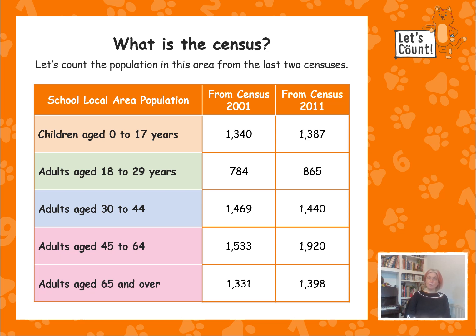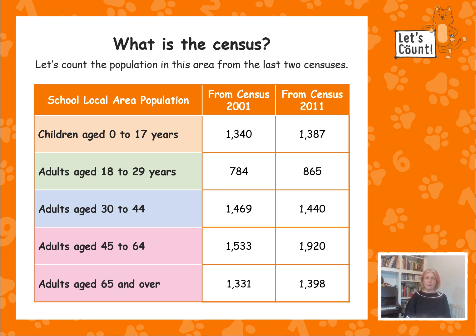So in 2001 they were part of the 1,340 children aged 0 to 17, and now they are one of the 865 adults aged 18 to 29 in the 2011 census. It's interesting to think about how people move around on this chart, and that someone in one age group in 2001 might be in a different part of the chart in 2011.